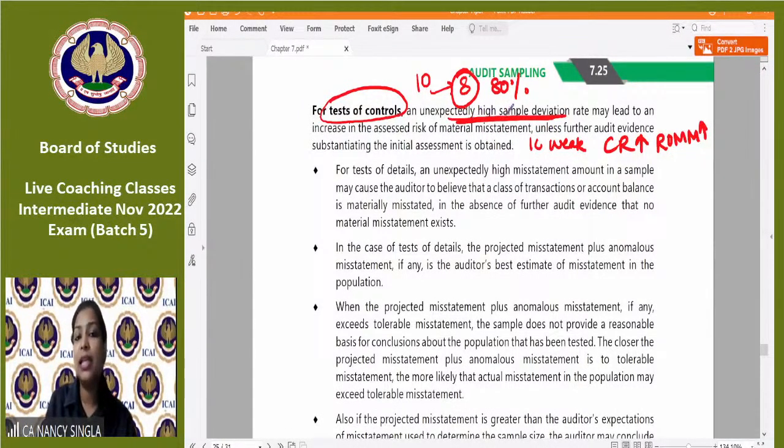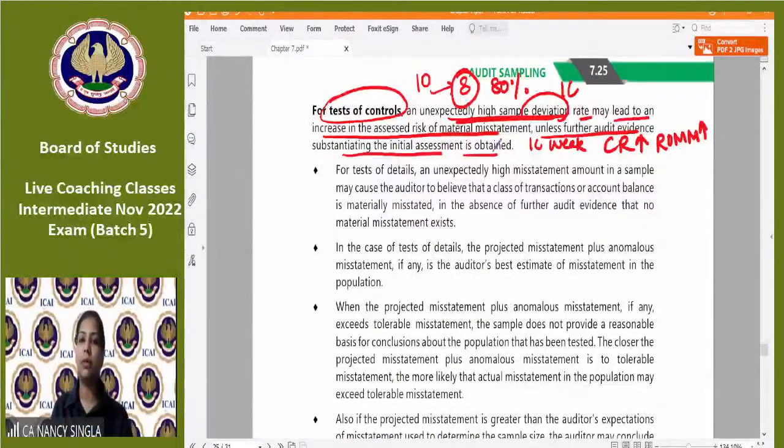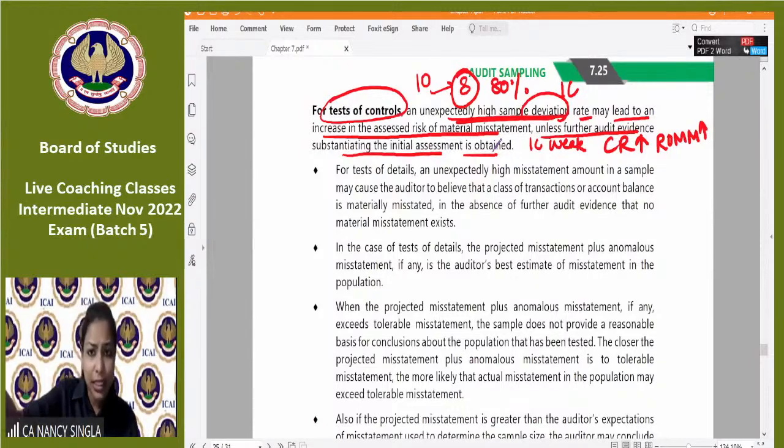And an unexpectedly high sample deviation rate, deviation is always from what? Internal control, may lead to an increase in the assessed risk of material misstatement unless further evidence substantiating the initial assessment is obtained. Unless, let's say, see, when there is a deviation, auditor needs to consider the nature and cause. There was a deviation. Management told them that there is a deviation in this internal control, but there are other internal controls also on this same assertion. So unless further audit evidence substantiating the initial assessment is obtained.